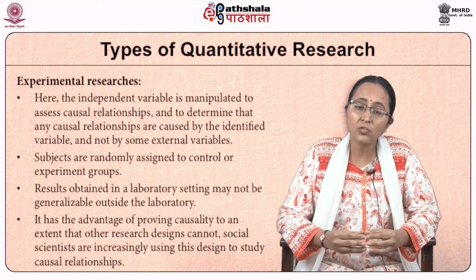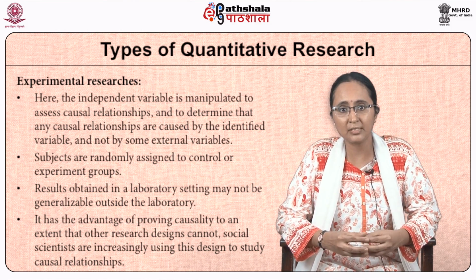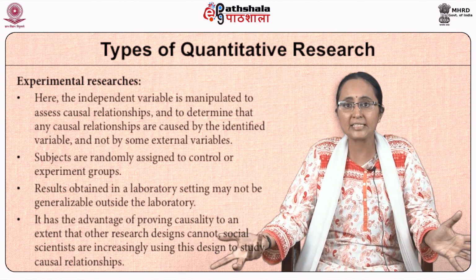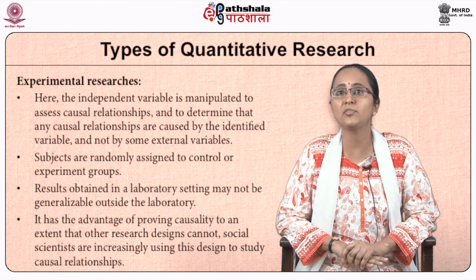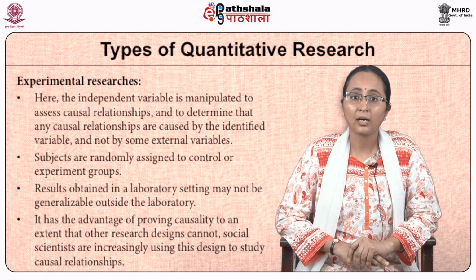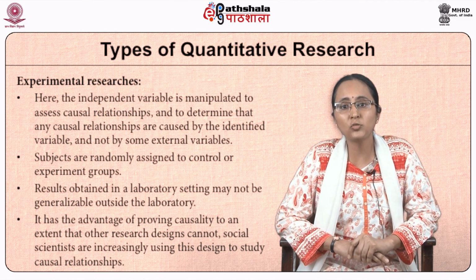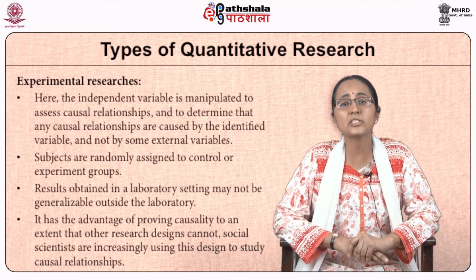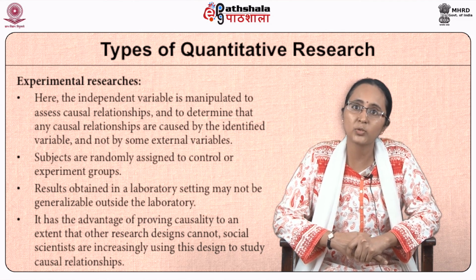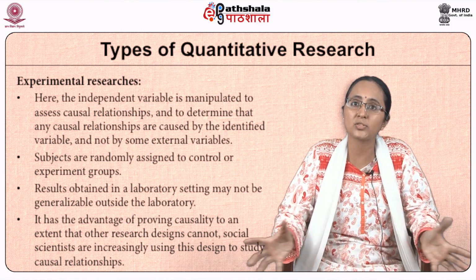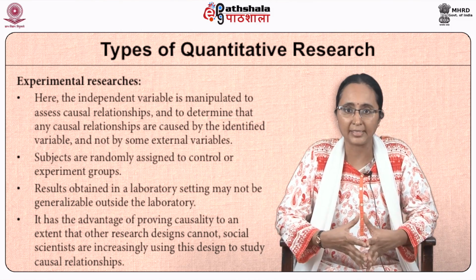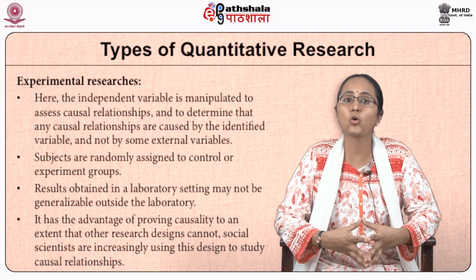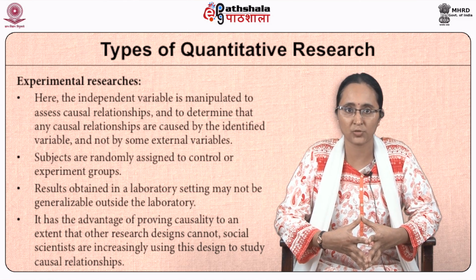However, results that are obtained in a laboratory setting may not be generalized outside, and when you do it in a generalized outside setting, you might have a few issues. You have to be very careful about that. Advantage of this is you can prove causality to an extent that other research designs cannot. This is used increasingly to study relationship between two or more variables, especially when you are trying to see the cause-effect relationship in that. Experimental research is often called true experimentation or gold standard of empirical research.